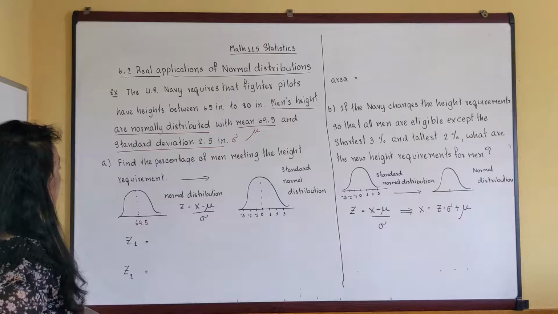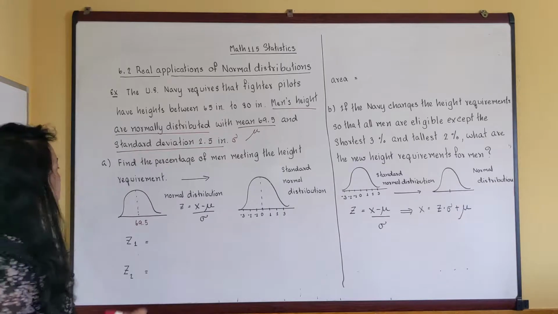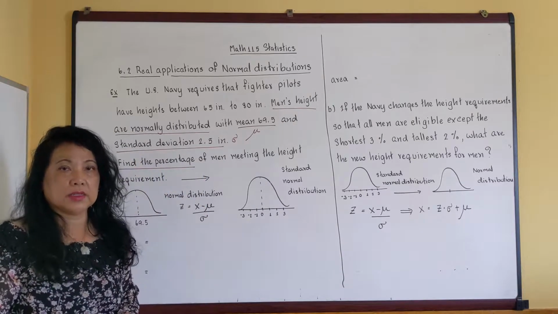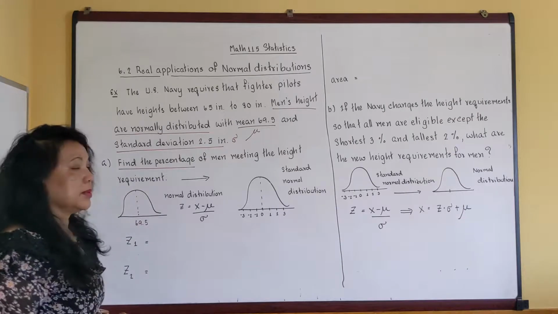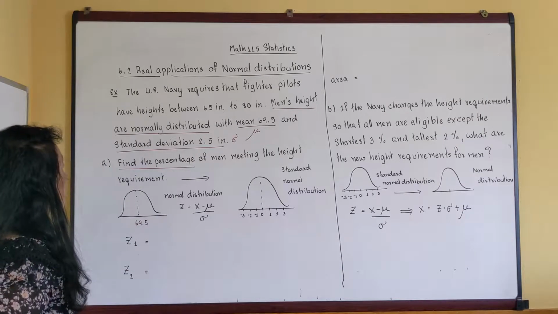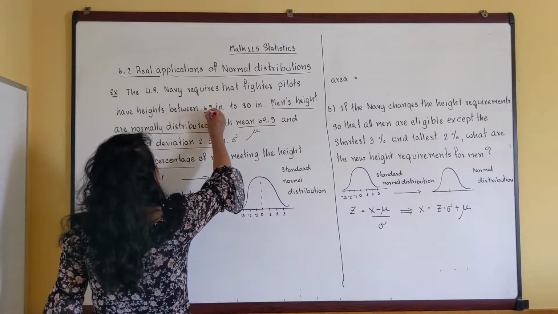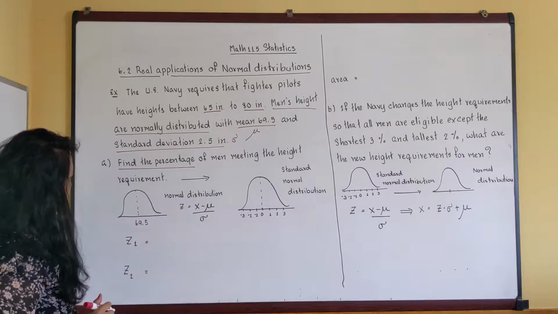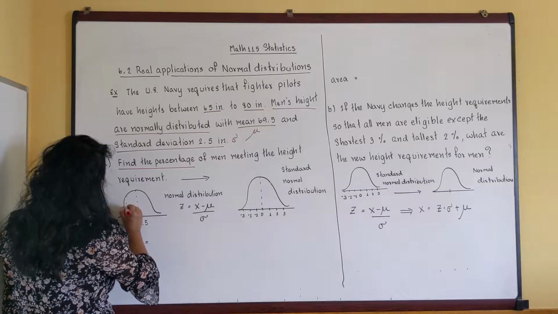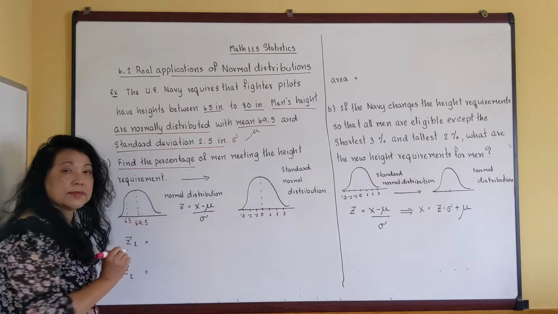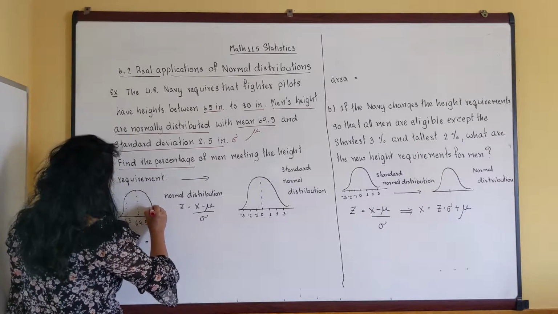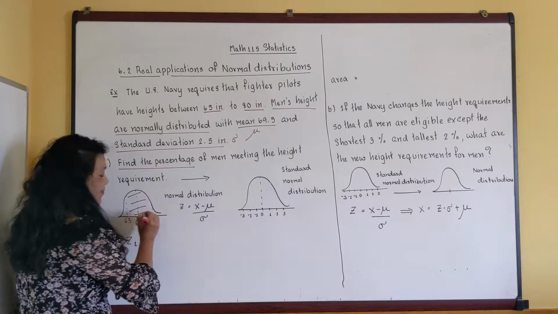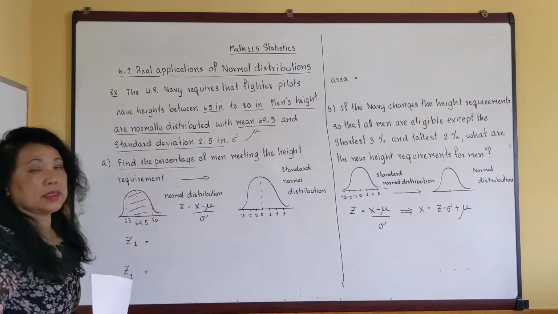Find the percentage of men meeting the height requirement. They asked you to find the percentage, which means they want you to find the probability, or area under the curve. The requirement is between 65 inches and 80 inches. 69.5 is in the center, so 65 is somewhere to the left and 80 is to the right, and the area would be in between. So that's the normal distribution.